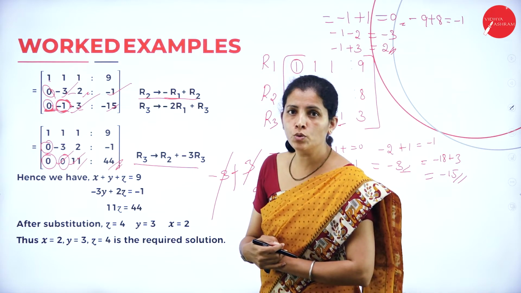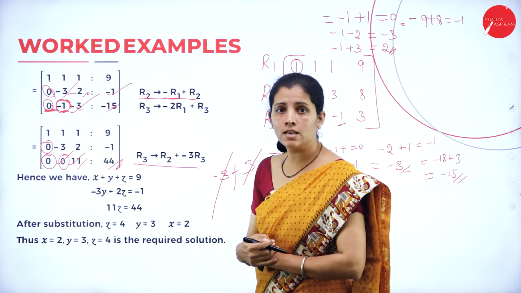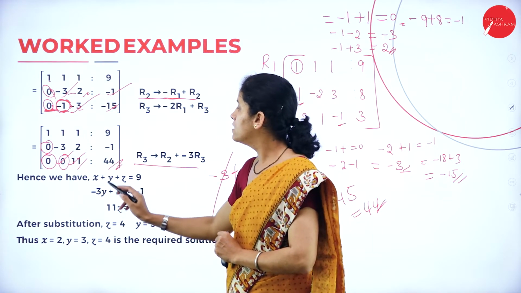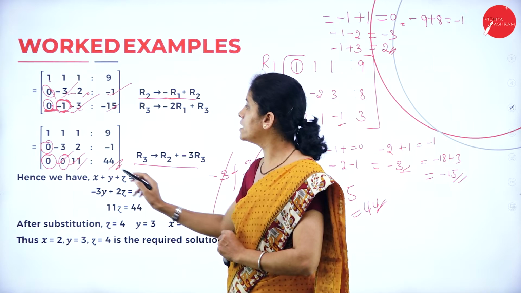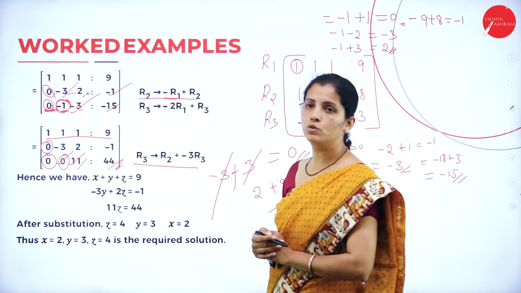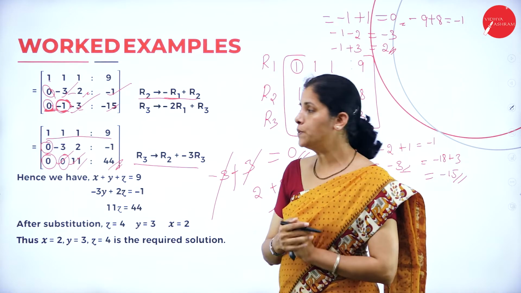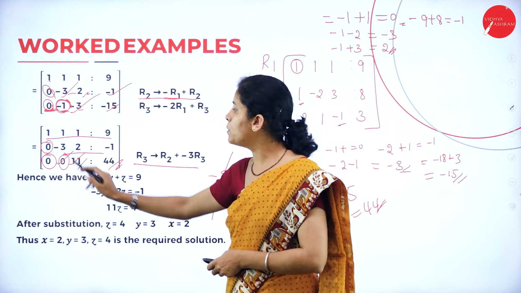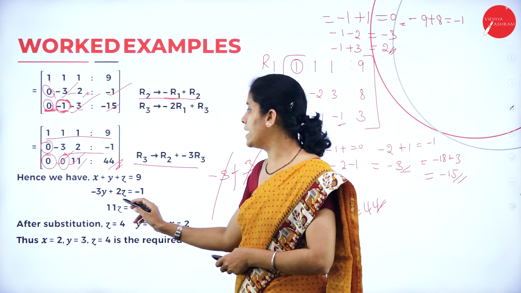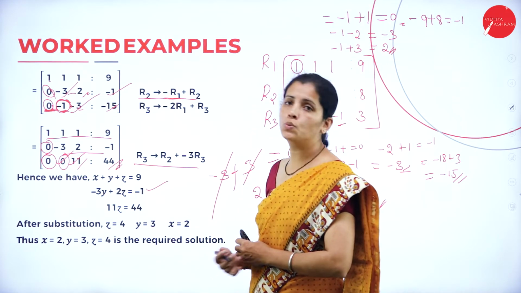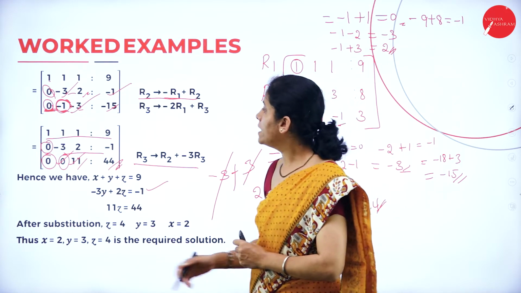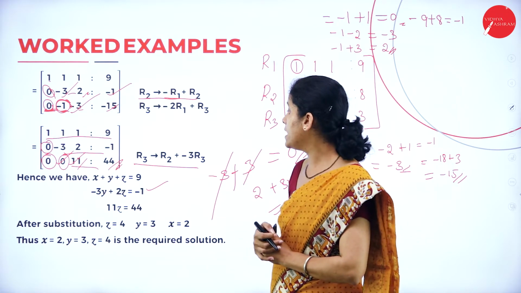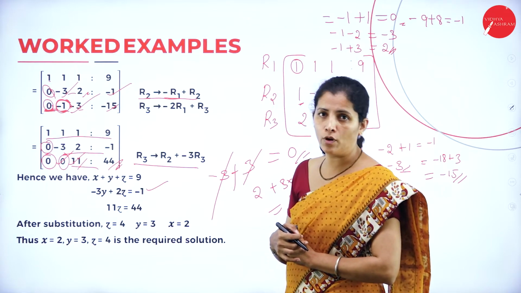Now what am I going to do? I am going to construct the equations. See here, x plus y plus z equal to 9. So I constructed the first equation, and if I consider the second one, minus 3y plus 2z equal to minus 1. Fine. And if I consider the last row, I have 11z equal to 44.